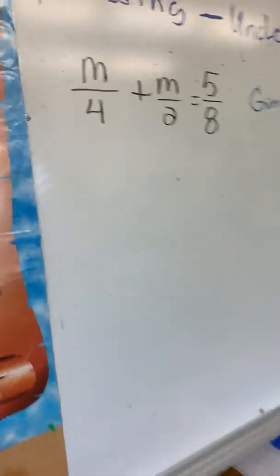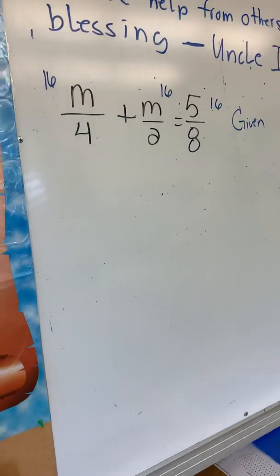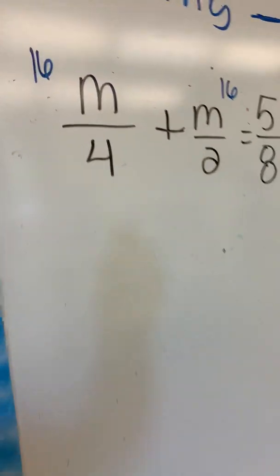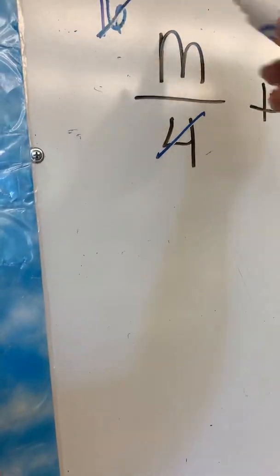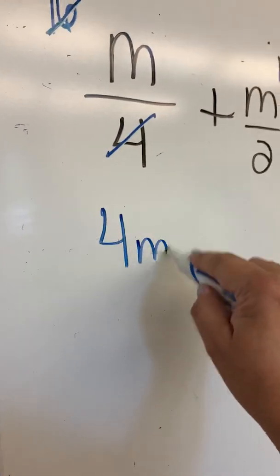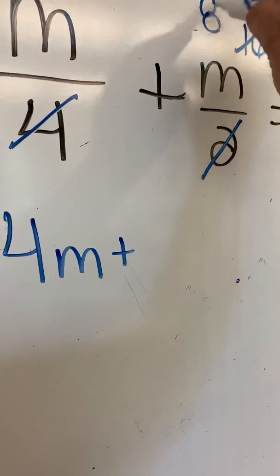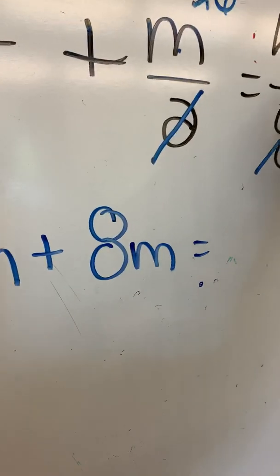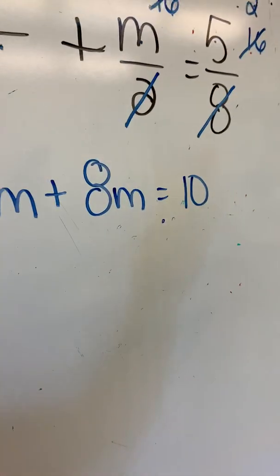16? So now we're going to multiply every single term by 16, because that's the least common denominator, least common multiple. How many times does 4 go into 16? 4. What's 4 times m? 4m. How many times does 2 go into 16? 8. What's 8 times m? Equals, how many times does 8 go into 16? 2. What's 2 times 5? 10. Now I've cleared the fractions.